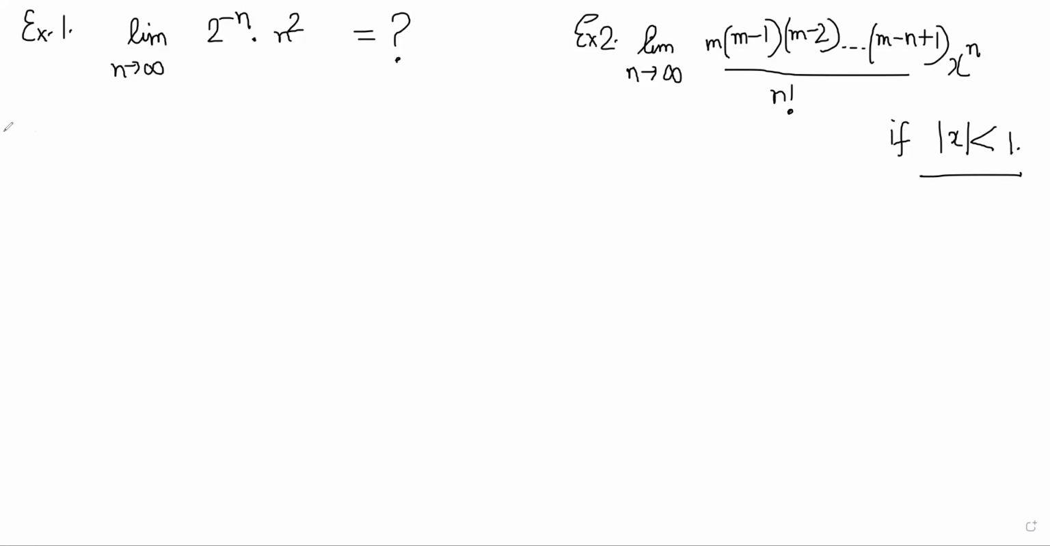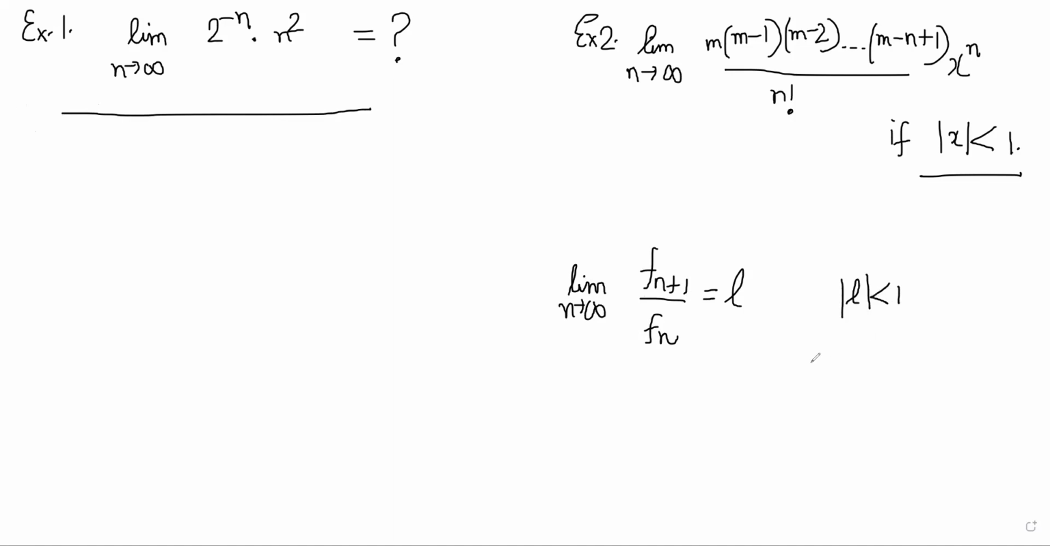So can we have a look at the previous slide once again? No, you should have written them down. No, theorems are simple only. Fn plus 1 by Fn. Yes, the second one I have written: limit n tends to infinity f of n plus 1 upon f of n is equal to L, where mod L is less than 1, then it will converge and it will be equal to 0. Or, if L is greater than 1, then it will diverge.